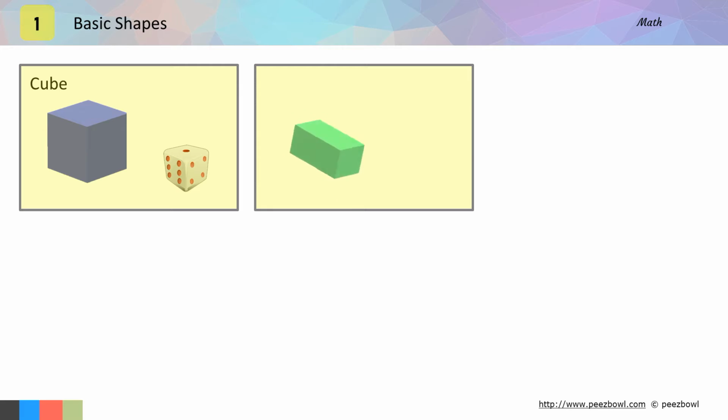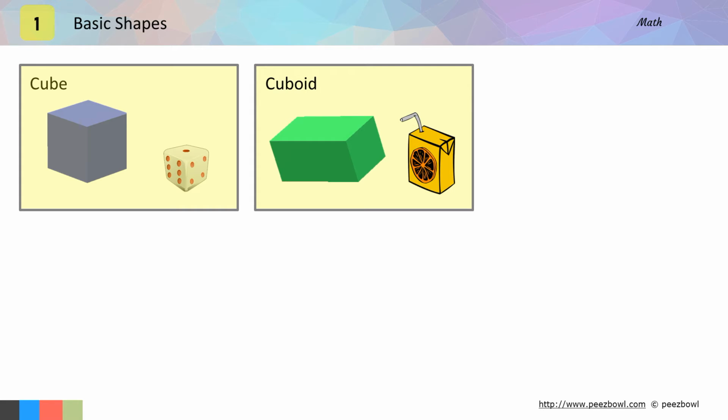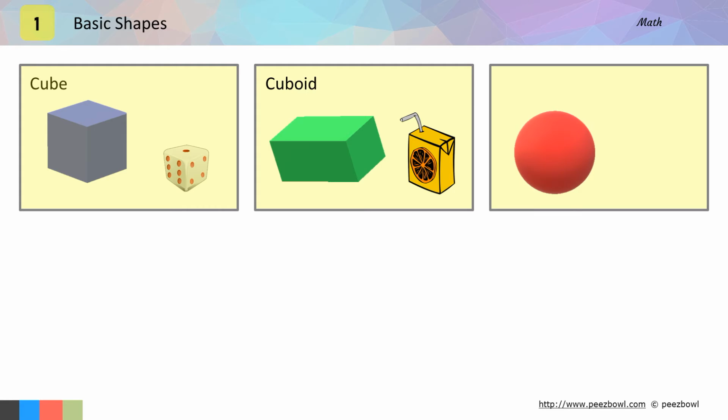This time we have this shape. The shape is called a cuboid. A juice packet is an example of a cuboid. Okay? After that we have this figure. You can identify this figure. This is a sphere. Don't get confused here with a circle. A circle is a flat figure, but a sphere is a solid figure. A ball is an example of a sphere.